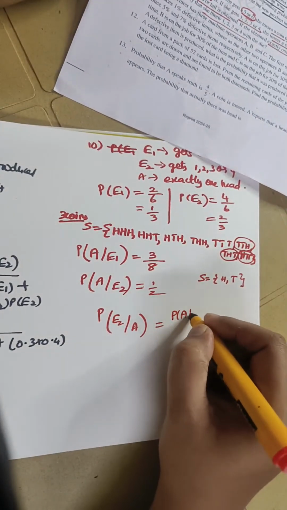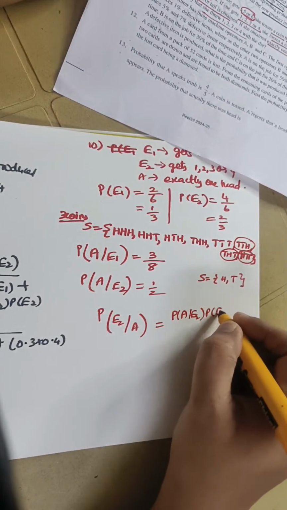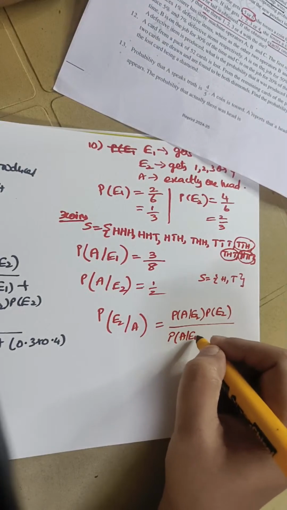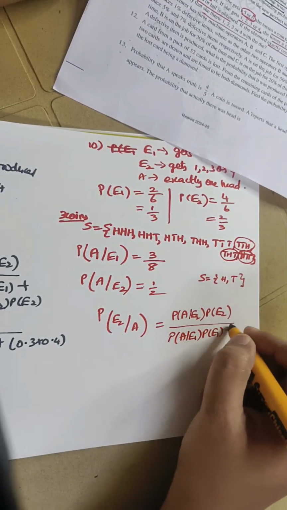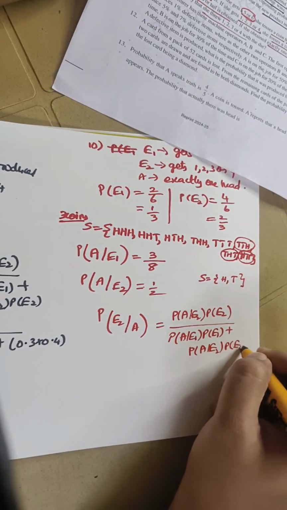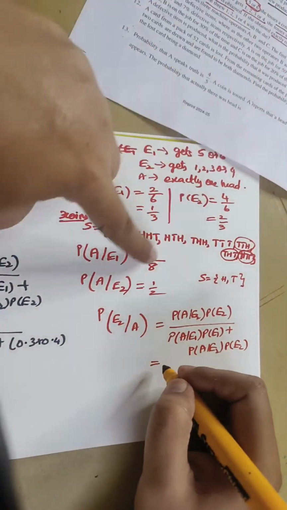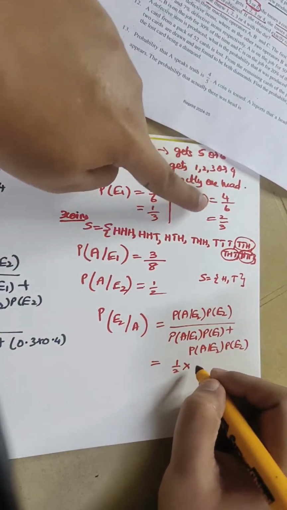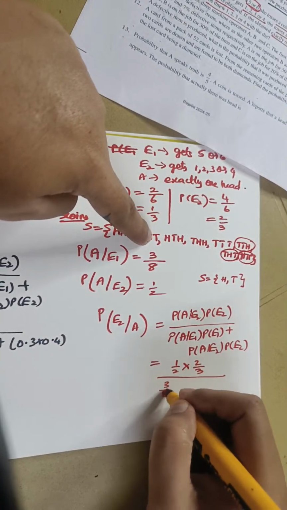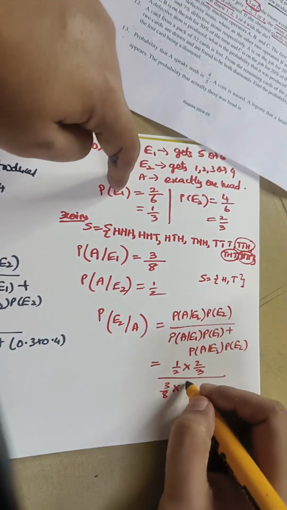P of A slash E2 into P of E2 by P of A slash E1 into P of E1 plus P of A slash E2 into P of E2. Okay. P of A slash E2 is 1 by 2. P of E2 is 2 by 3. P of A slash E1 is 3 by 8. P of E1 is 1 by 3.